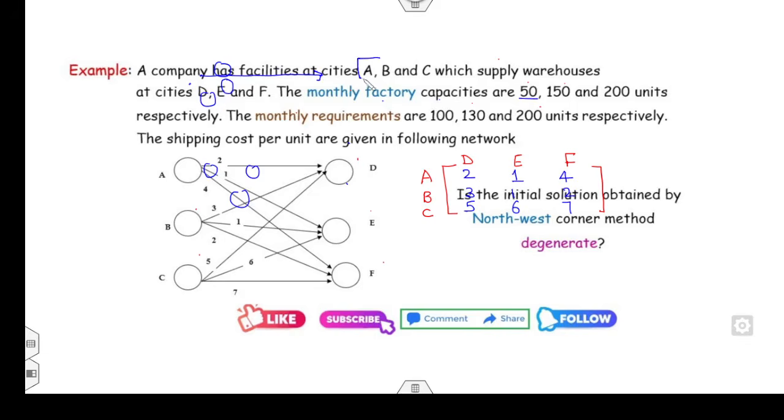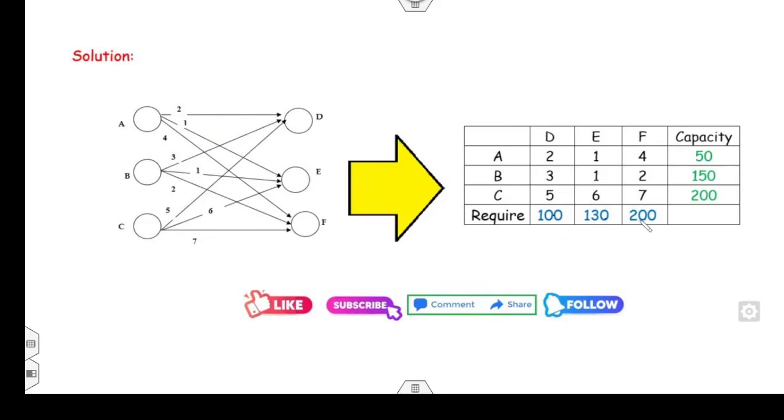These are the factories A, B, C. What is the capacity? It is 50. Another capacity is 150. And the next number is 200. And 100, 130 are my below numbers. Fine. Now, firstly, check whether they are balanced or not.